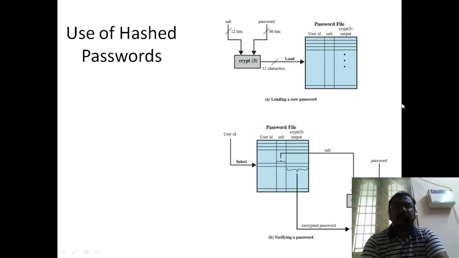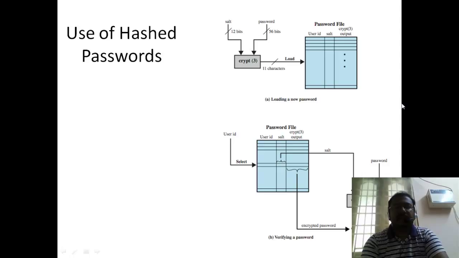So these are the salt values, a randomly generated value which will be put along with this particular password, so that it becomes difficult for the hackers. So the first step is that we have loaded the new password into the password file.